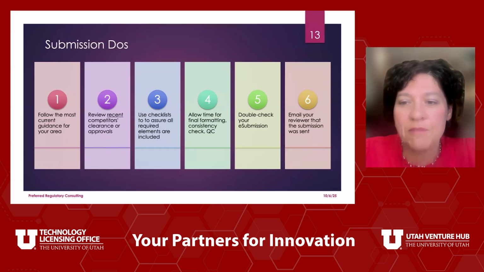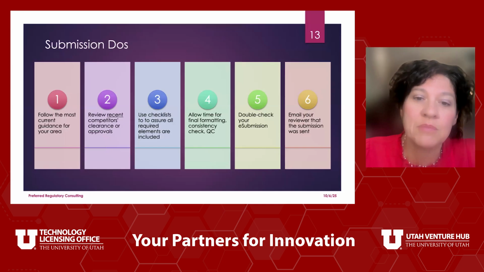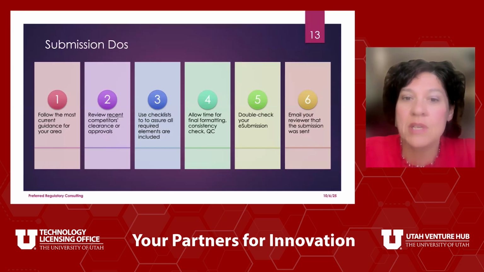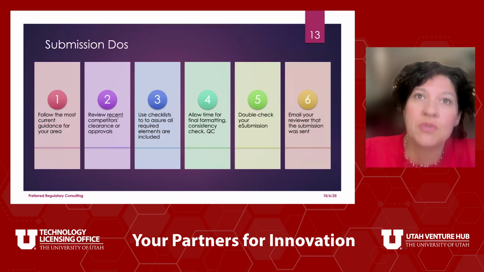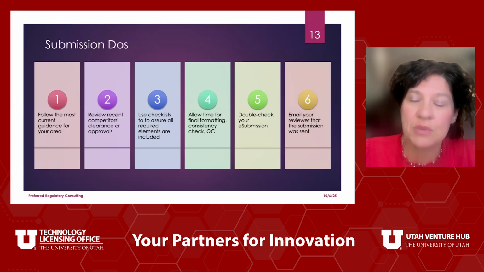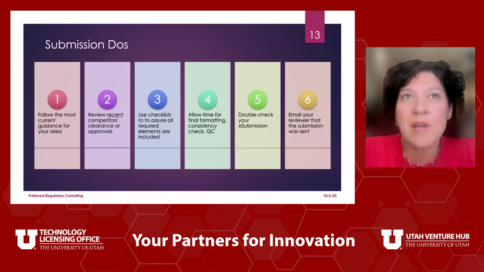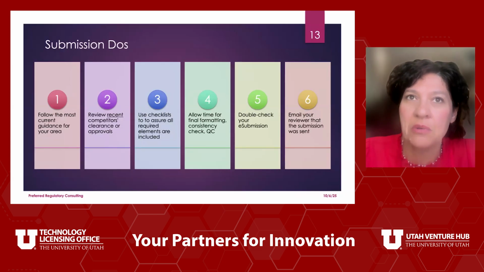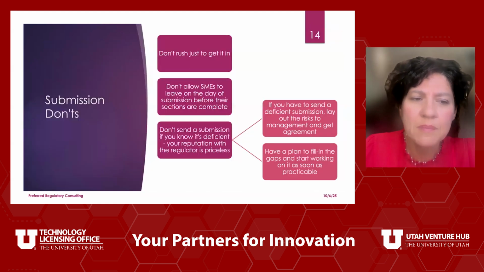Allow time, and 4 and 5 are really important. Allow time to do your proper formatting, do a consistency check, QC your submission against the raw data, and at the end, double check your electronic submission. These days, we only do electronic submissions for all types of products, so be sure to save some time at the end to check your electronic submission. And then once you submit it through the gateway, be courteous to your reviewer and send them a note saying, yes, this is being submitted and you should be expecting it.